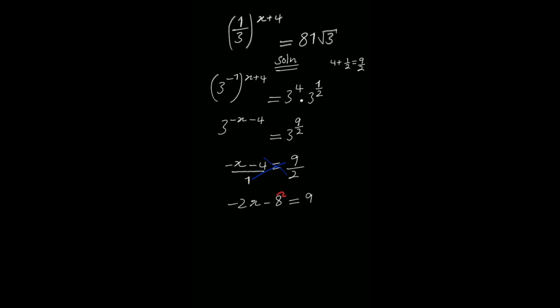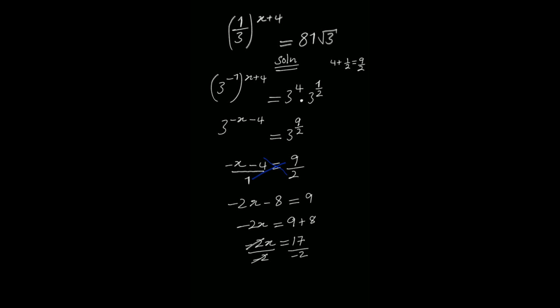Now, in the next step, we will move -8 to the right hand side. That gives us -2x is equal to 9 plus 8. That is, -2x is equal to 17. Now, in order to have x on its own, we divide both sides by -2.